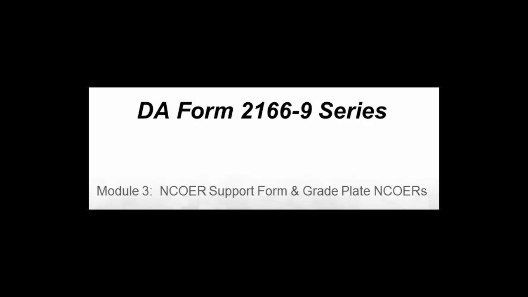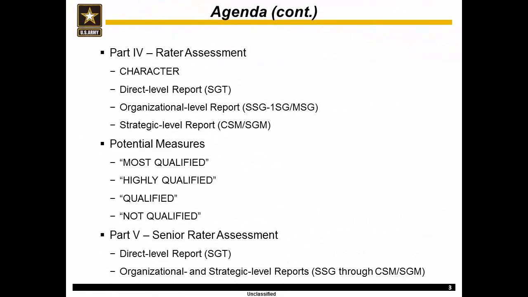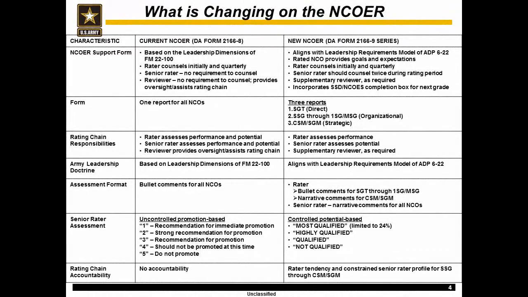Here is the agenda and the following key areas I would discuss. What is changing on the NCOER? DA Form 2166-9 series and the parts of each form, leader attributes and competencies, and performance measures. In addition, I will also discuss the rater and senior rater assessments for each form and the senior rater potential measures. Here is a comparison chart of the current NCOER and the new NCOER.